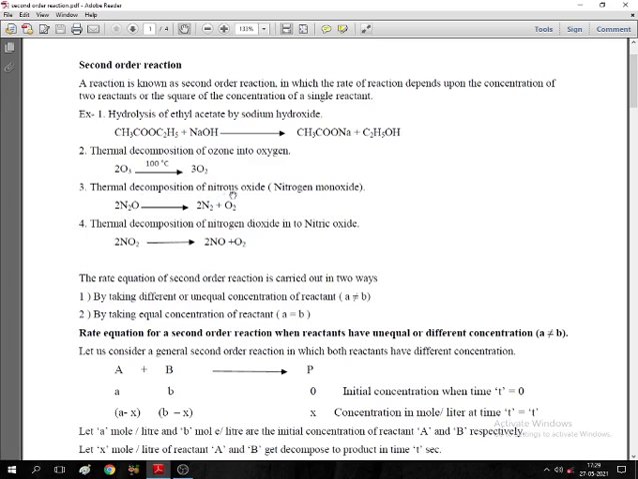Now, thermal decomposition of nitrous oxide into nitrogen and oxygen. Here two molecules are involved and the rate of reaction depends upon the concentration of this nitrous oxide. Therefore it is a second order reaction. Then thermal decomposition of nitrogen dioxide into nitric oxide is also a second order reaction. Here the rate of reaction depends upon the square of the concentration of nitrogen dioxide. That's why it is a second order reaction.